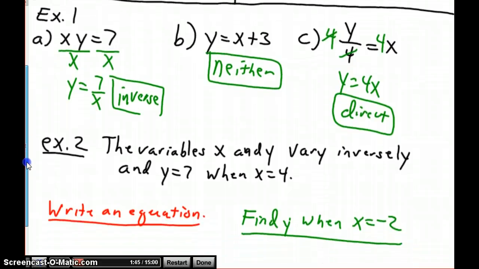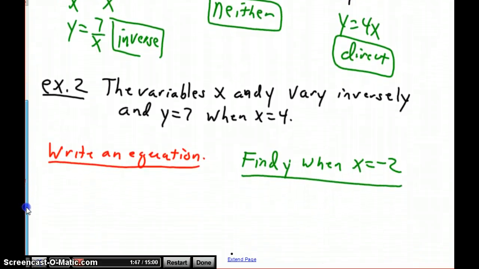So here's part 2 now. On these, it's telling you this. The variables x and y vary inversely. So they're telling you this is inverse variation. They vary inversely, and y equals 7 when x equals 4. So you've got to do 2 things. Write the equation for this, and then number 2, tell me what y will equal when x is negative 2. Here's how you're going to do this. The first thing you're going to do is write y equals a over x. That's your first thing, because that's the inverse equation.